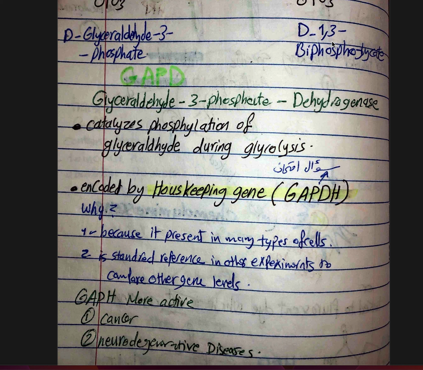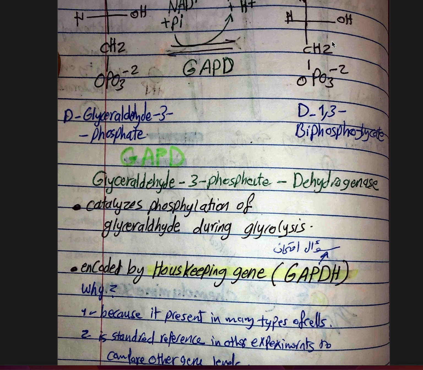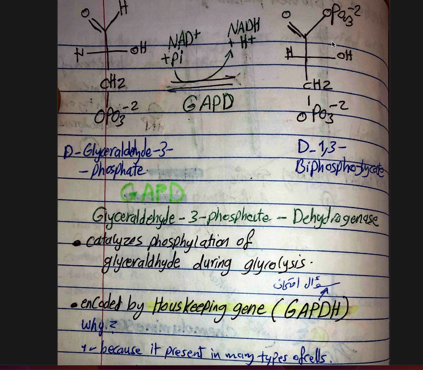We said there are many examples, like our enzyme here, glyceraldehyde 3-phosphate dehydrogenase, which is one of them. We have actin, we have tubulin, and other examples also. What is so special about glyceraldehyde 3-phosphate dehydrogenase in this reaction is that it is important in the sixth step of glycolysis, and glycolysis is so important for the generation of ATP.